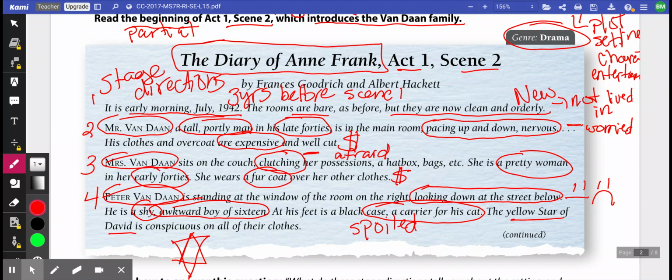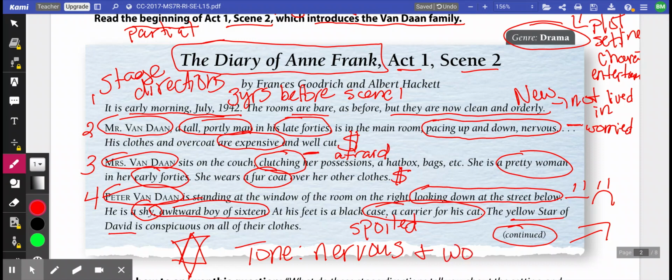Okay. And then I've also got this nice little thing over here that says continue, letting me know, guys, that we're going to be going on to the next page to finish the dialogue after these stage directions that we just read. Okay. So, some things I just learned about these people before we even get going. When I talk about tone, they're nervous. All right. And maybe worried. And I've circled my evidence to show that they're nervous and worried.